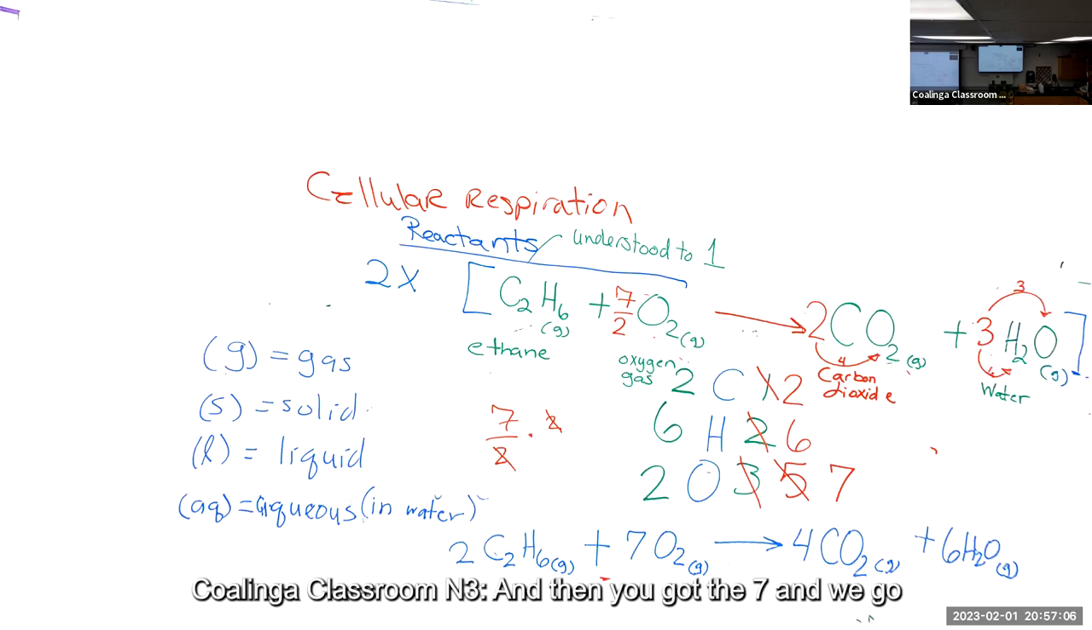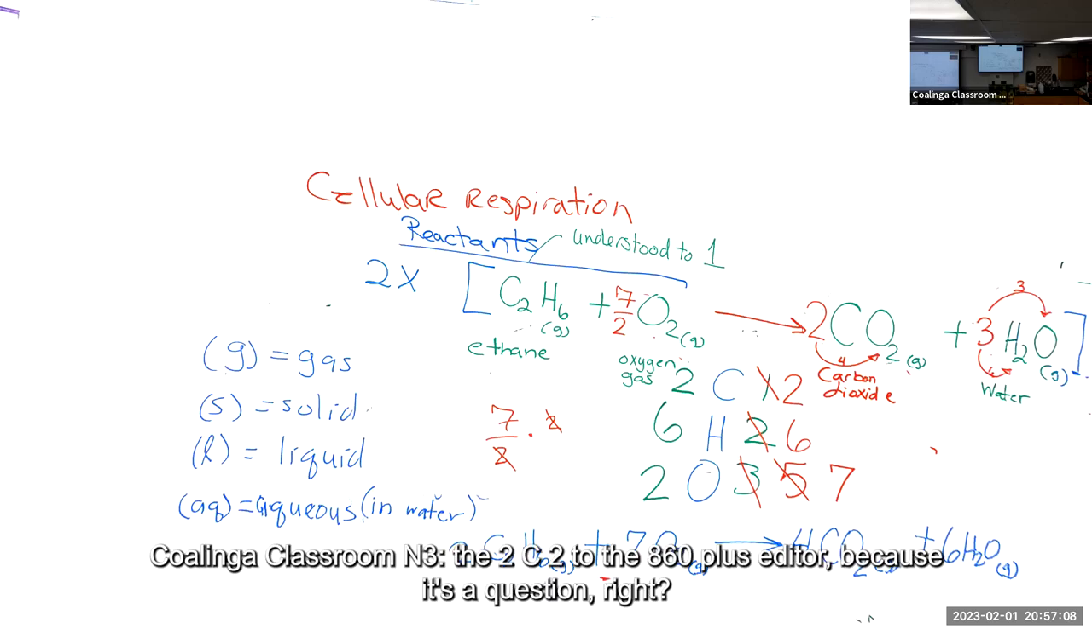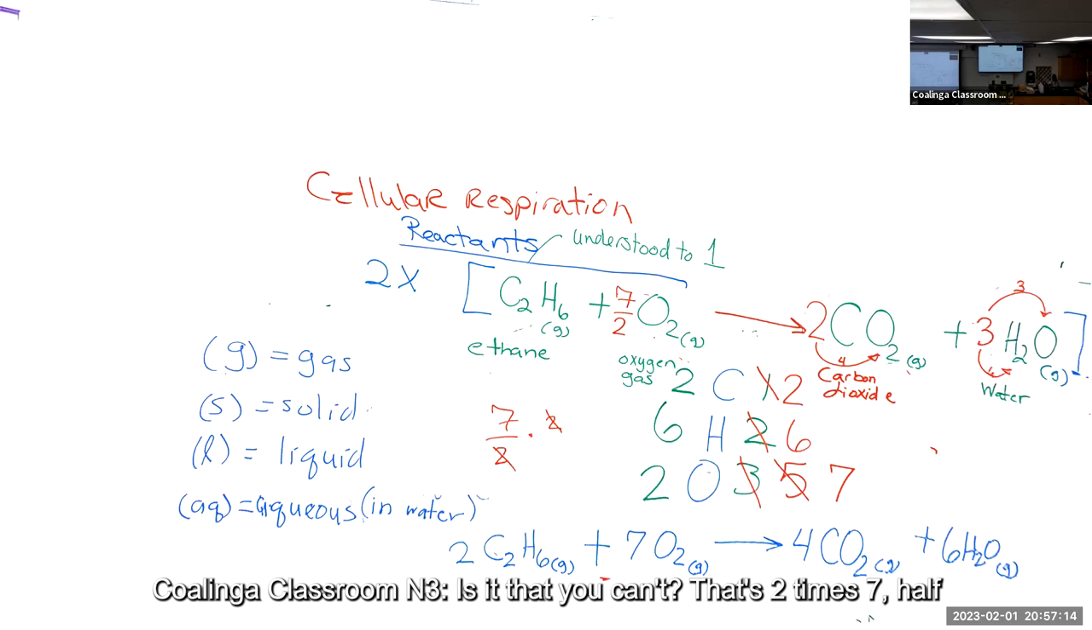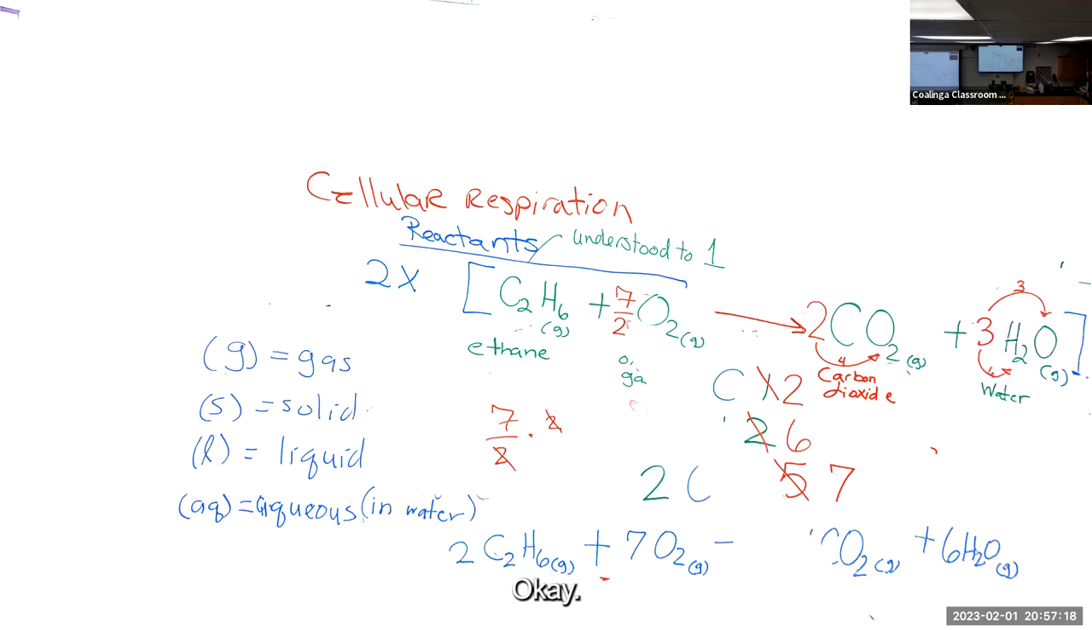And then you got the 7, and we got the 2C2 to the A6, you put plus 7 because it's a fraction, right? Because the 2 cancels out. Yes, that's right, because the 2 cancels out. That's 2 times 7 halves, which is 7.